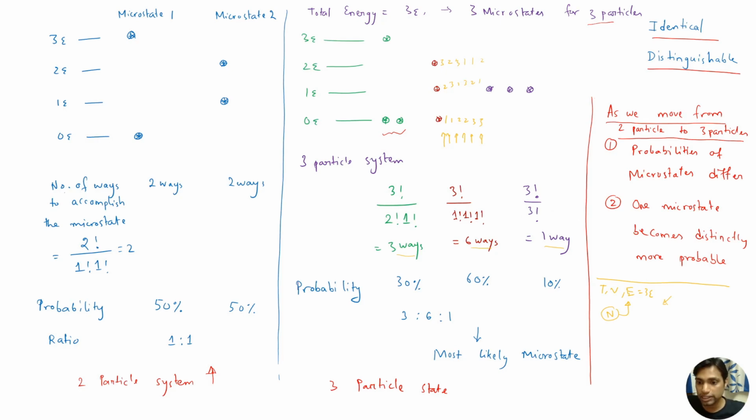Currently, what we are looking at is how we can get the energy 3e. So this is our criteria for now as an example. Not the energy level 3e. The total energy of the system has to be 3e.